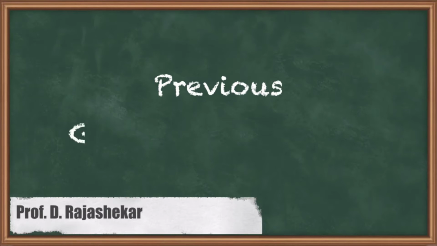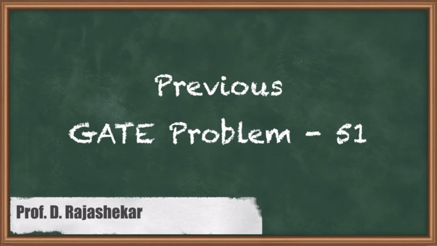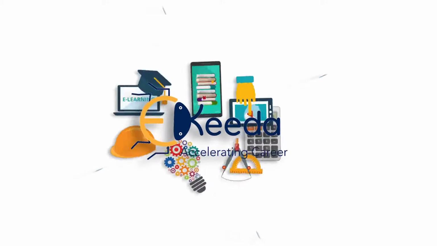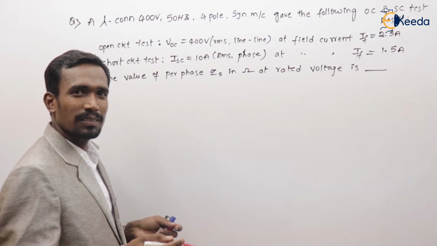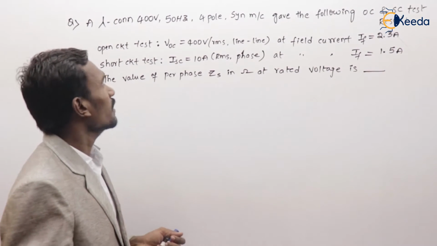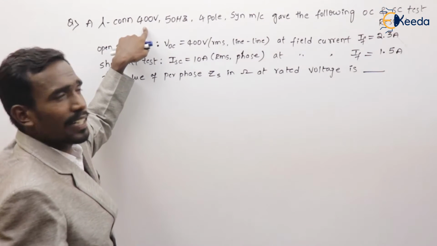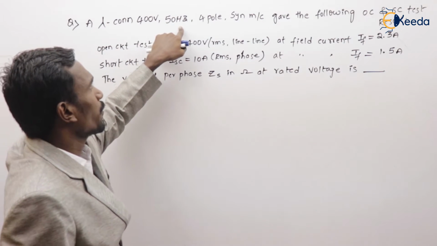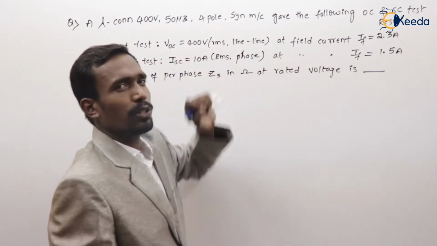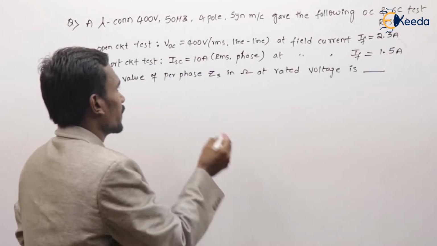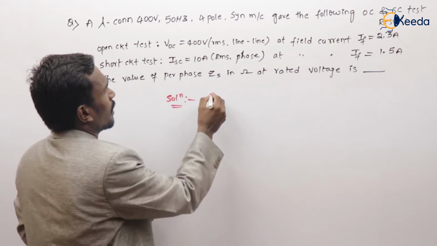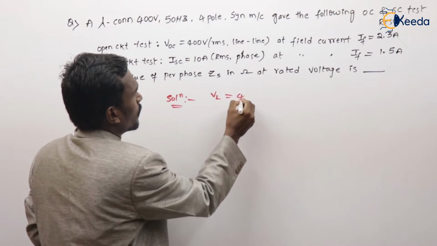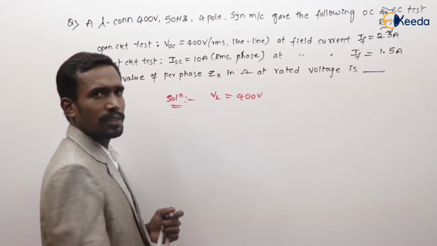Hi friends, in this video we are going to discuss a previous GATE question. Next question, let's see here. A star connected 400 volts 50 Hz 4-pole synchronous machine. What is the voltage? The given is star connected, so the line voltage is equal to 400 volts.